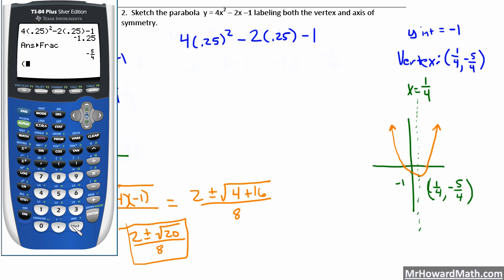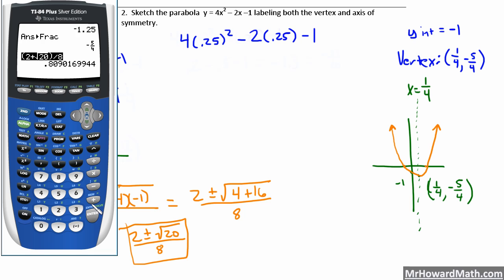So parentheses 2 plus second square root of 20 divided by 8 is 0.8. So we're at 0.25 as our axis of symmetry, so we're a little bit to the right of that, so that makes sense.